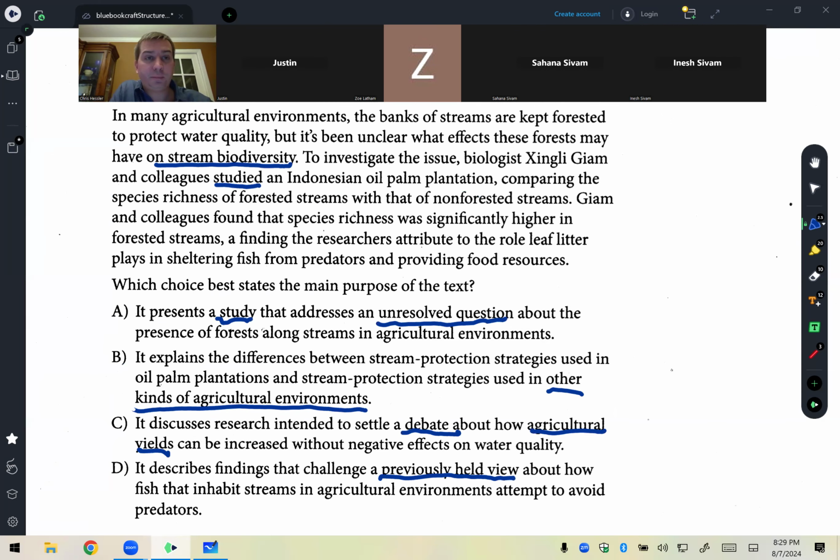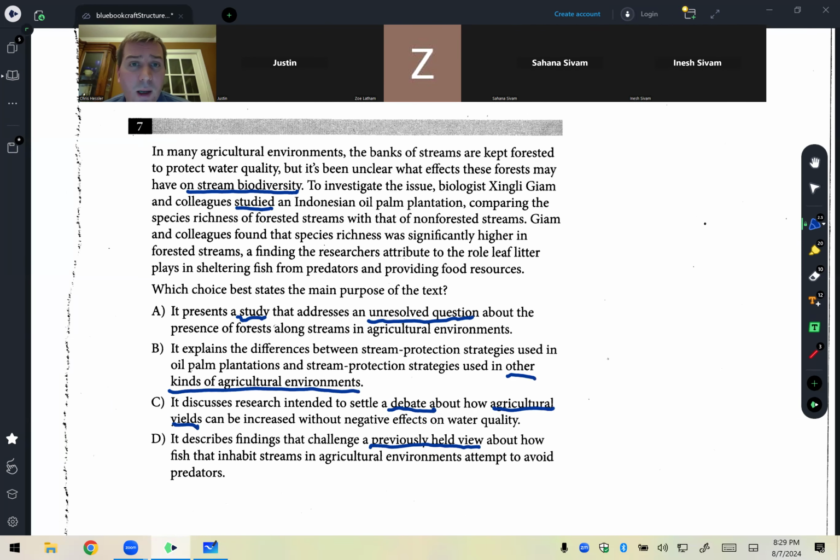On to number 7. All right, so here's a question. We have a study on stream biodiversity. The biologist Jingli Jiam and colleagues studied an Indonesian oil plantation. I'm going to go through some of the wrong answers. Did they look at other kinds of agricultural environments? No. What about C? Do we have a debate about how agricultural yields can be increased? There's nothing in this passage about agricultural yields. I'm going to cross it off.